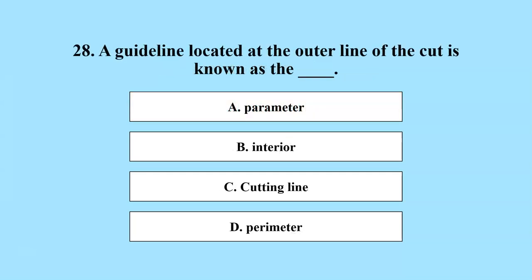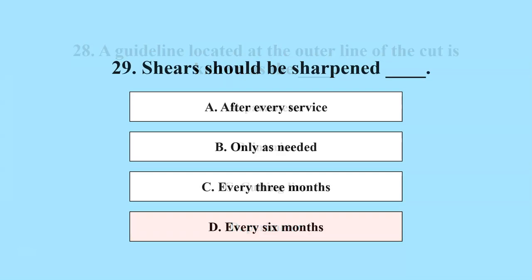A guideline located at the outer line of the cut is known as the parameter, interior, cutting line, perimeter. If you chose D, perimeter, you are correct.